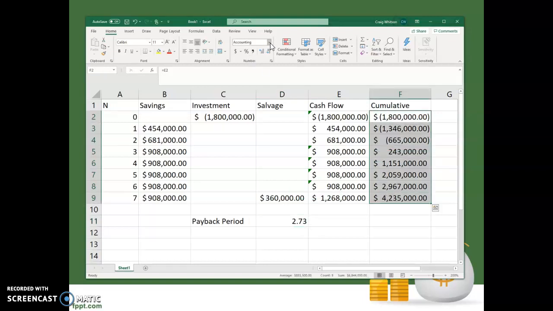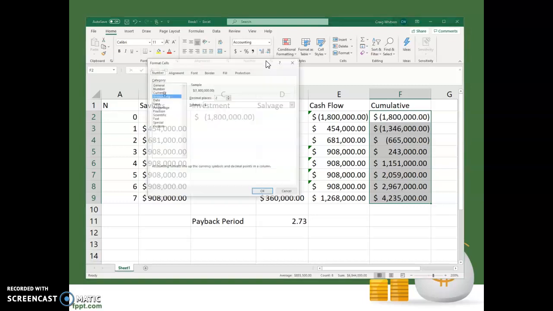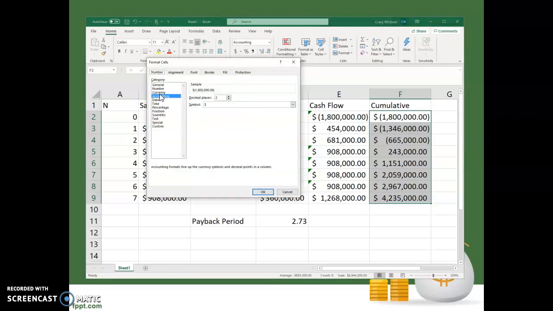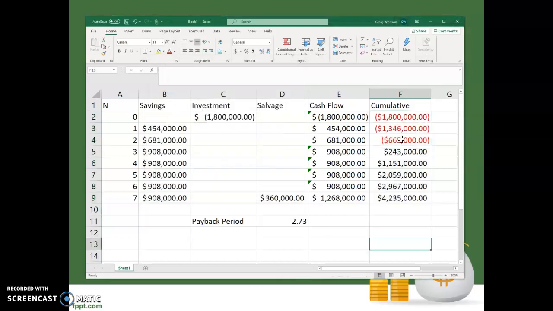In fact, I could format these cells to show negative values actually as being red. And you can see here that illustrates where that expression comes from. We're going from in the red to in the black. We're going from a negative to a positive balance. So is 2.7 years too long or not? If the company is financially stable and they're not hurting for money, they might be willing to wait 2 years to see a profit. And I would think if they have $1.8 million to invest, they could probably stand to wait a couple years.